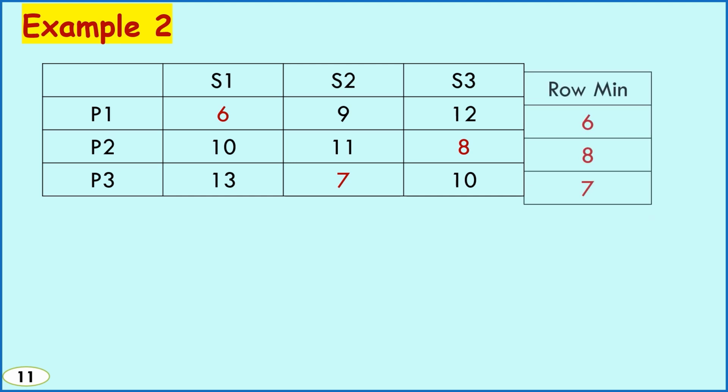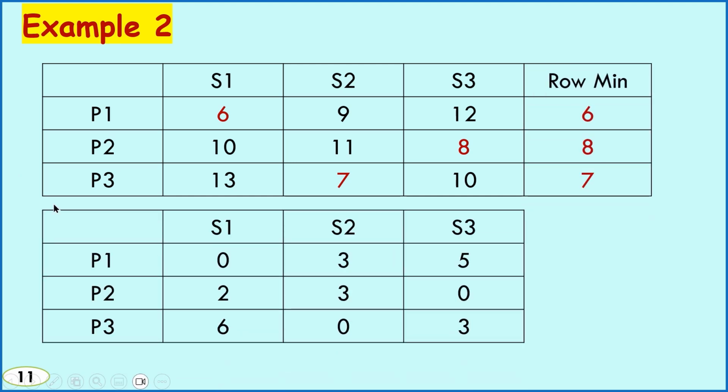Then the resultant matrix will be like this. So 6 minus 6 is 0, 9 minus 6 is 3, 12 minus 6 is 6. Then you identify the smallest value in the second row, that is 8, and subtract it from each and every element. So then the resultant row will be 10 minus 8, 2, 11 minus 8, 3, and 8 minus 8, 0.